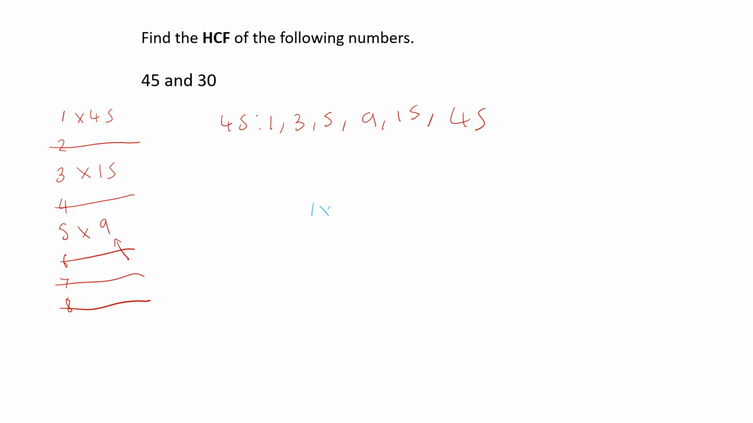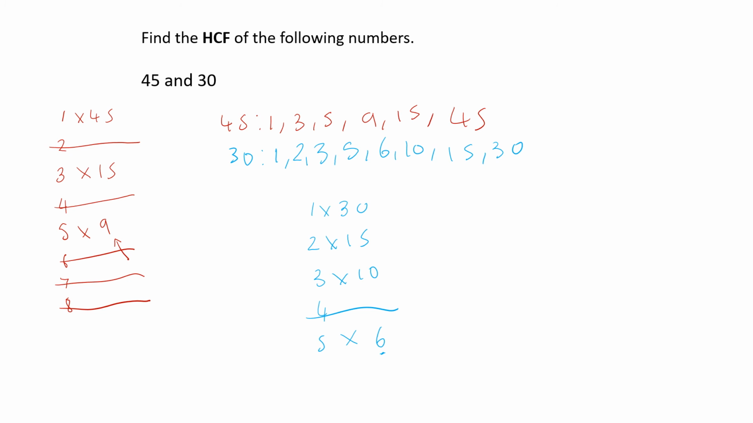Now I'm going to do 30. So I can do 1 times 30, 2 times 15, 3 times 10. I can't do 4 times tables. I can do my 5 times tables. I can do 5 times 6. And obviously 6 times tables is going to bring me back there. So 30, we've got 1, 2, 3, 5, 6, 10, 15 and 30.